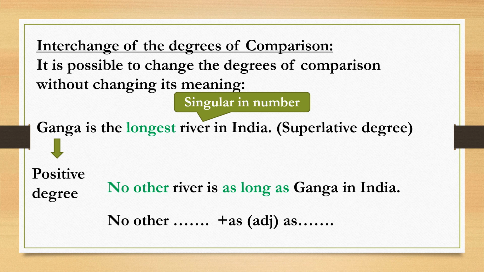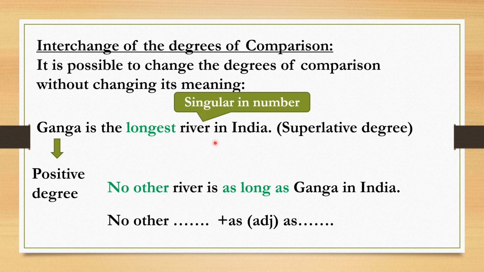Ganga is the longest river in India. This sentence is in the superlative degree. Now, if I have to change this sentence into a positive degree, then how am I going to do so? Look at the singular noun in this sentence. The singular noun in this sentence is river, which is singular in number.